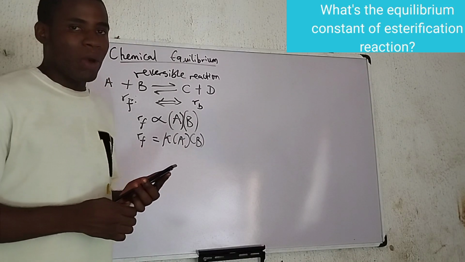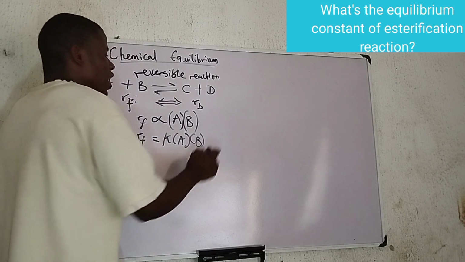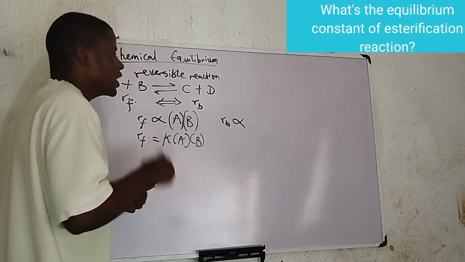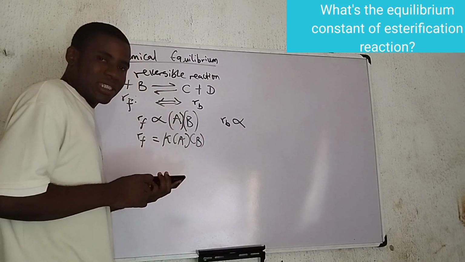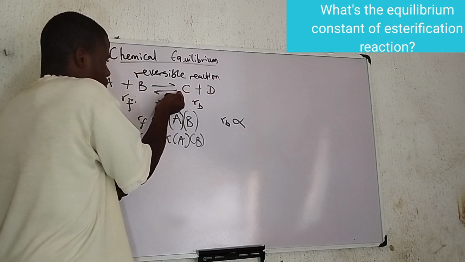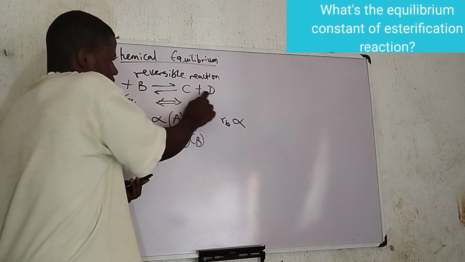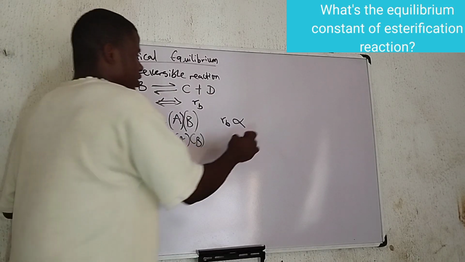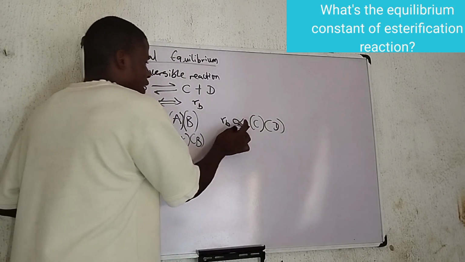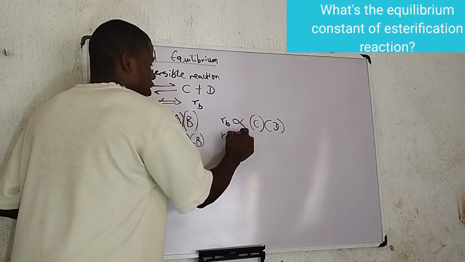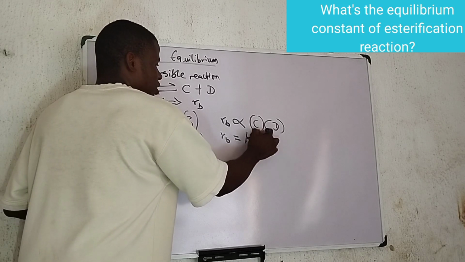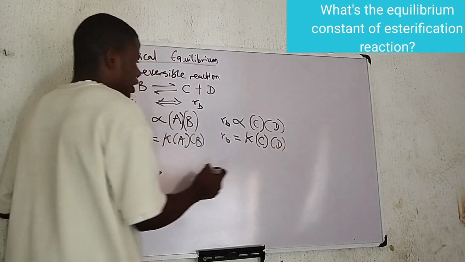What will it be for the backward reaction? In the backward reaction, from the equilibrium law again, the rate of backward reaction is directly proportional to the active masses present. The backward reaction proceeds in this way, so the active masses are C and D. So it's directly proportional to C times D. If I remove the proportionality sign, I have that RB equals K times C times D.